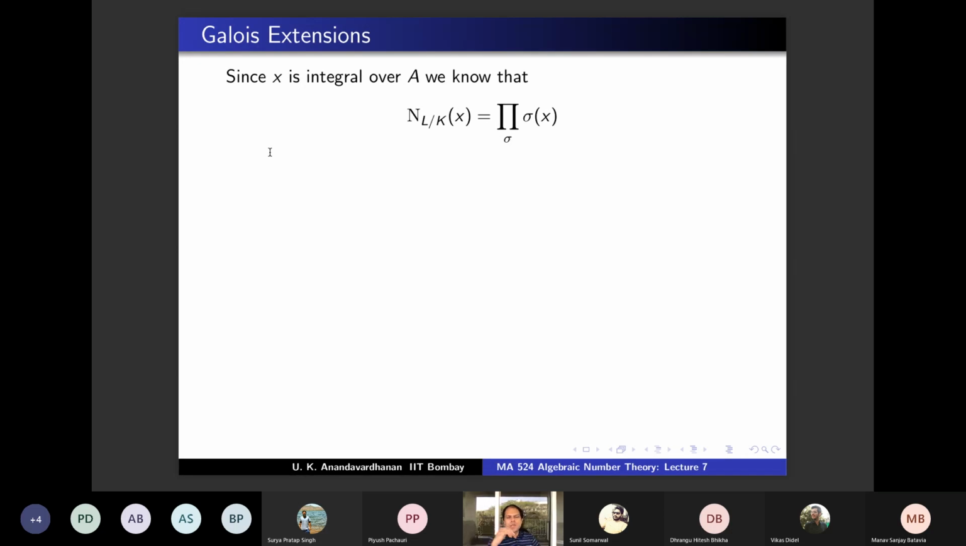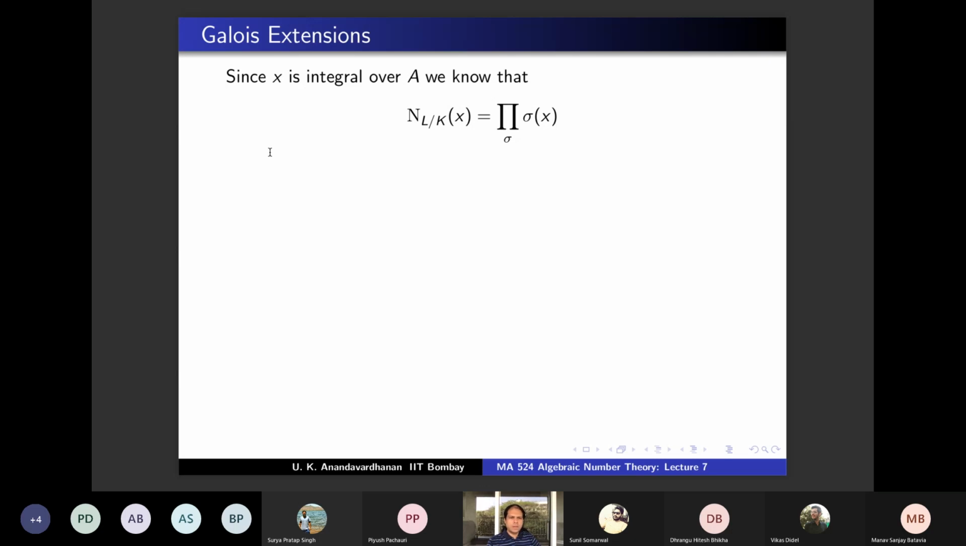And therefore, what can you say? What is a norm? Norm is product of all Galois conjugates. So it is product of sigma x over sigma. What do you know about the norm? Because x is integral over A, each coefficient of the minimal polynomial is integral. In particular, norm is integral. So norm is integral over A. And where does the norm lie? Norm from L to K, what is the codomain? It lies in K.